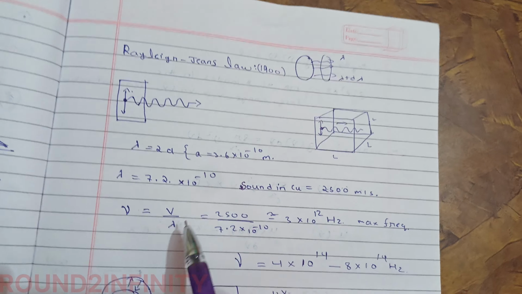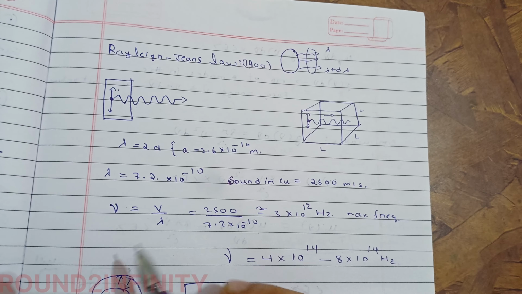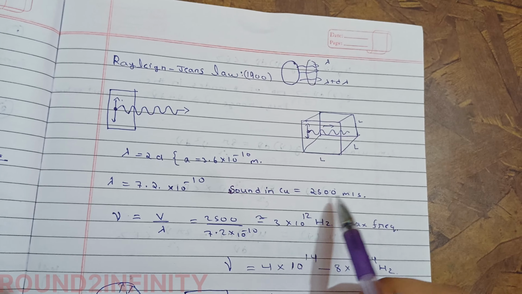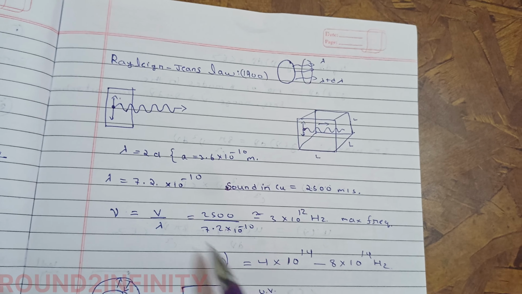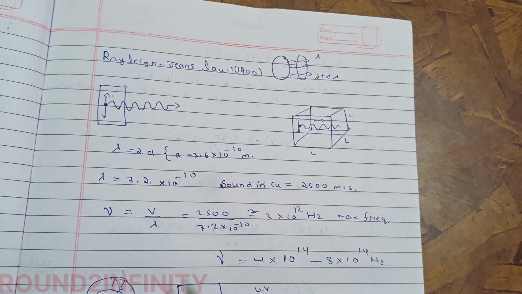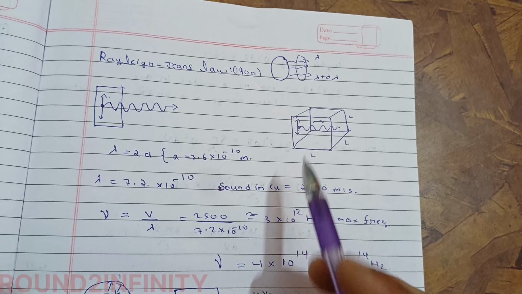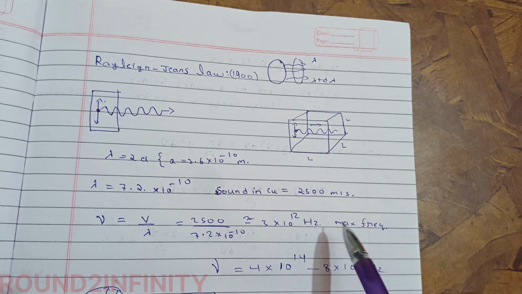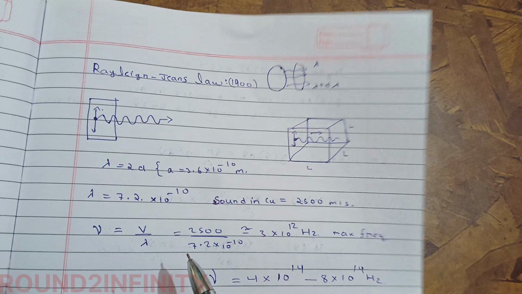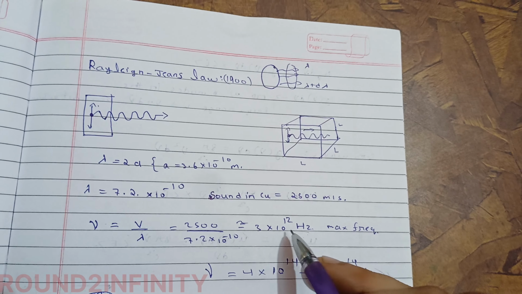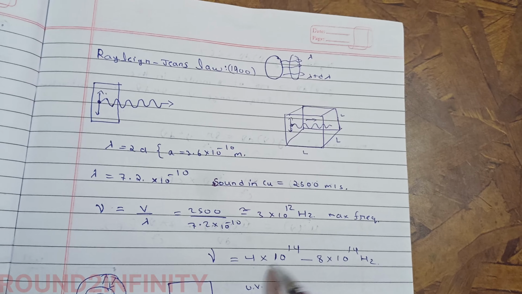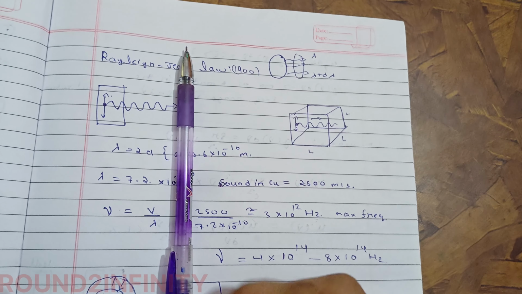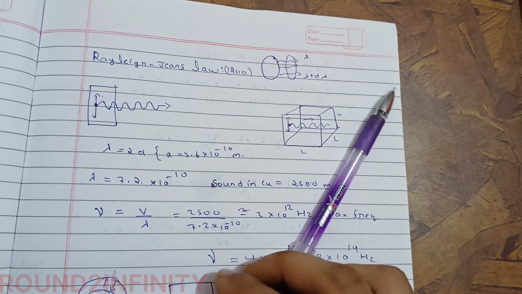And if you want to find the maximum, because it is minimum lambda, it will have maximum frequency. So frequency will be v upon lambda, where v is the speed of sound in copper, 2500, and lambda is minimum here. So the maximum frequency will be this, meaning this copper crystal can't produce frequency greater than this value, 3 into 10 to the power 12 hertz. Now see, this is much less than the visible region frequency. So a normal object like this can never produce visible light, if there is oscillation of atoms only.